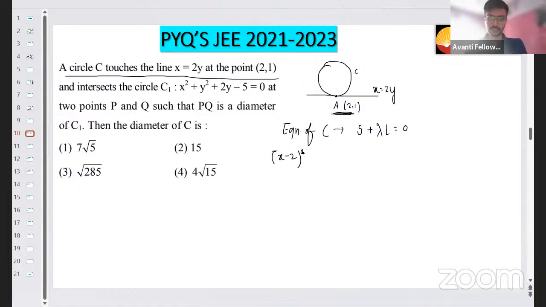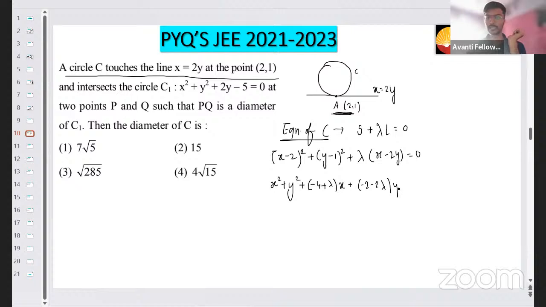So in center radius form, (x minus 2) the whole square plus (y minus 1) the whole square. This is the equation of point circle, radius is 0. Plus lambda times equation of line. What is the equation of line? x minus 2y equals to 0. So this is the equation of circle C. If I simplify, I'll get x square plus y square minus (4 plus lambda) times x, minus 2 lambda y, plus 4 plus 1, so plus 5 equals to 0.